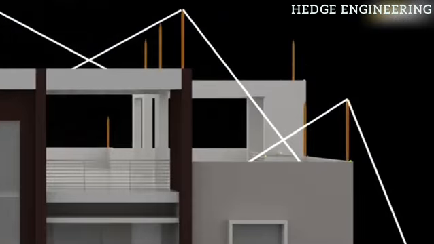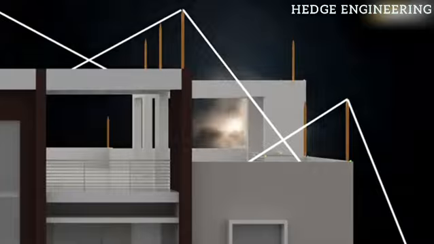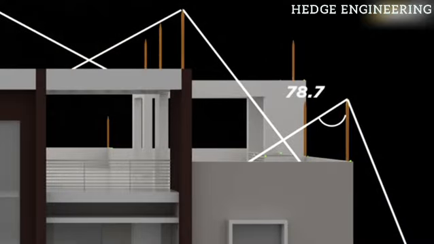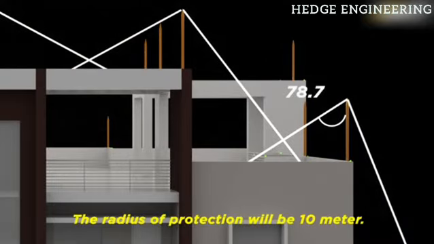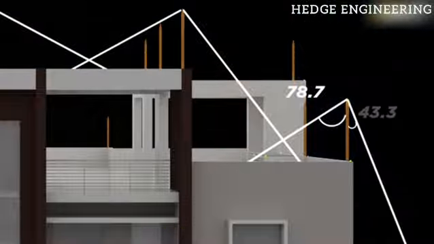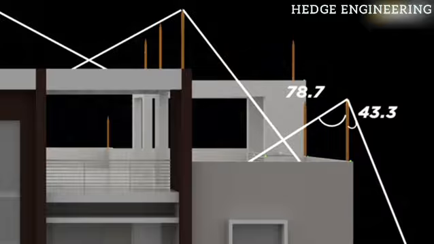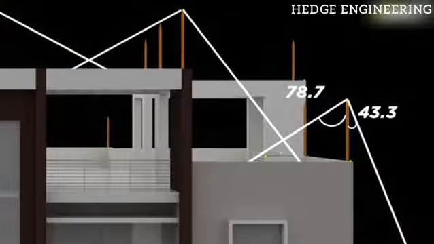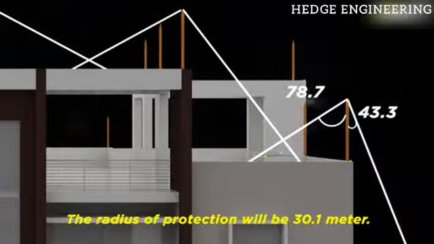When the height of the air terminal is 2 meters, the protection angle will be 78.7 degrees and the radius of protection will be 10 meters. When the height of the air terminal along with the height of the building is 32 meters, the protection angle will be 43.3 degrees and the radius of protection will be 30.1 meters.